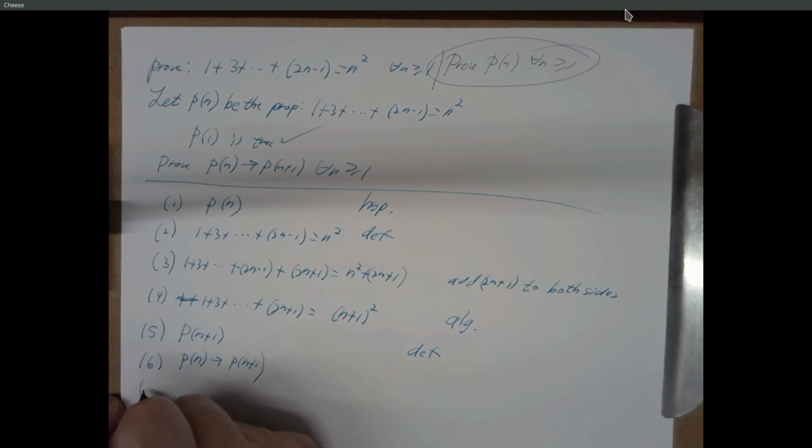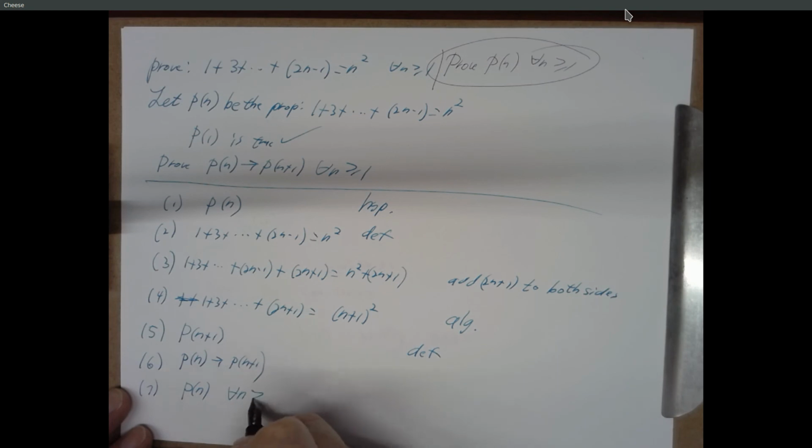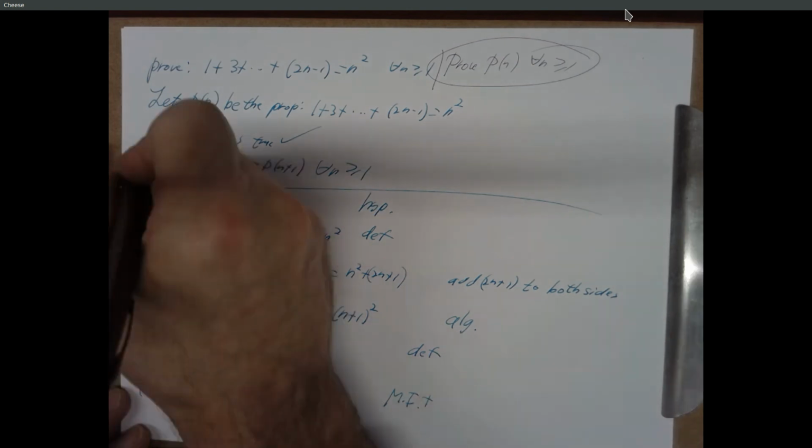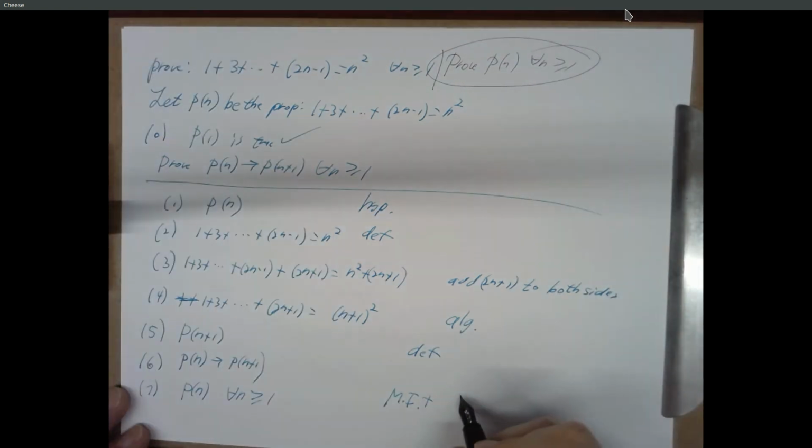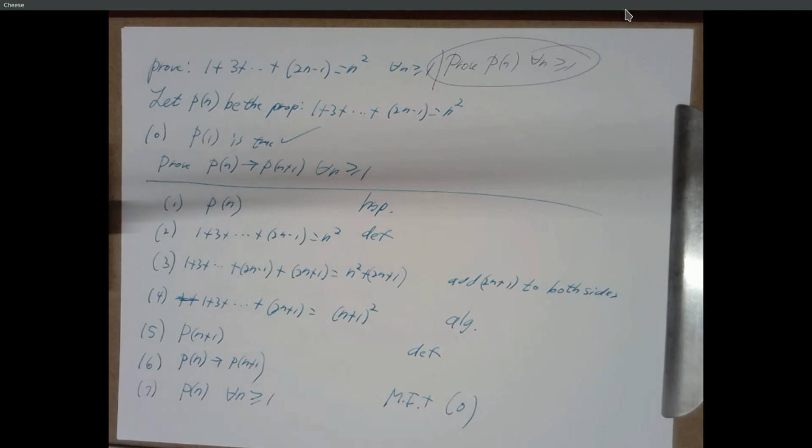And then step 7 is P of n for all n bigger than or equal to 1, and that's due to mathematical induction plus step 0, which was our base case. And that's what we were asked to show.